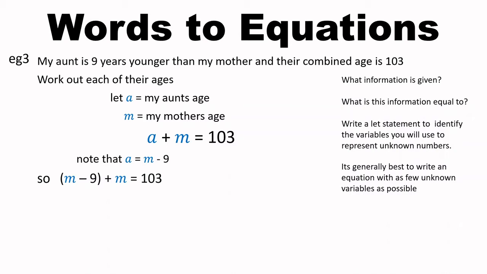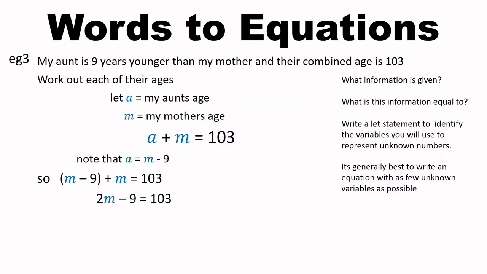So simplifying this, I don't really need these brackets here because there's nothing multiplying by these brackets. There's no minus sign in front of these brackets. I've just put those brackets there to show that instead of the A, I've replaced it with this expression. So I can go ahead and simplify this by grouping like terms. M plus M is 2M. So 2M minus 9 is 103.